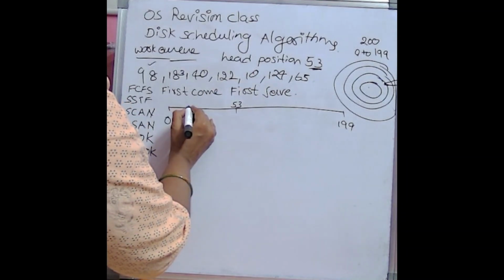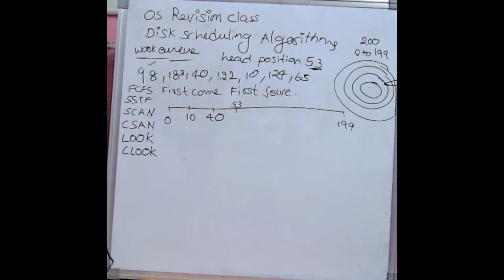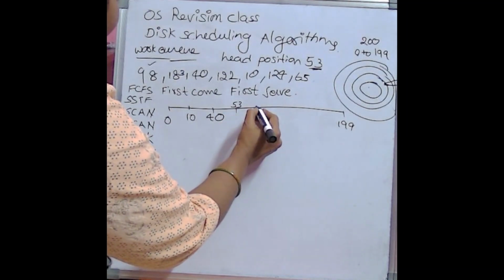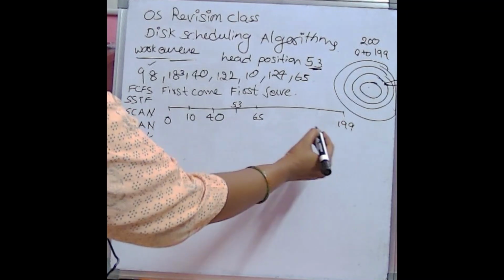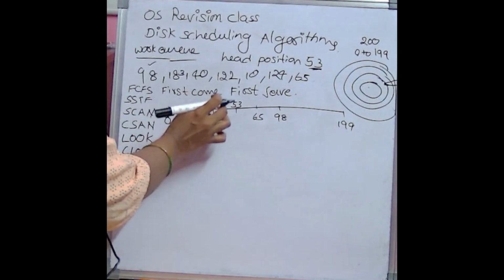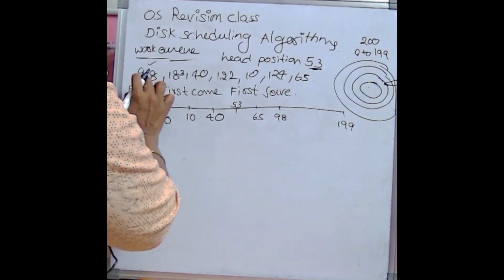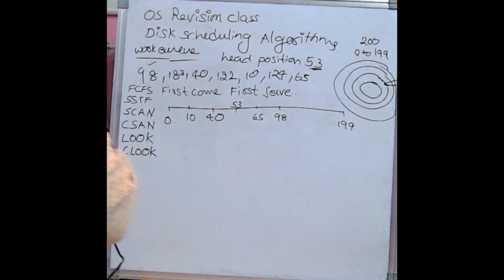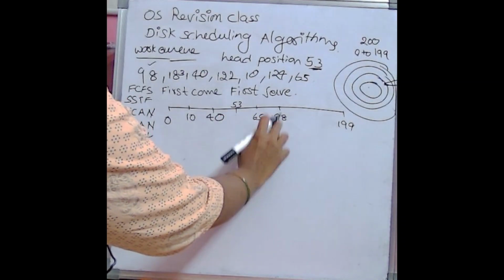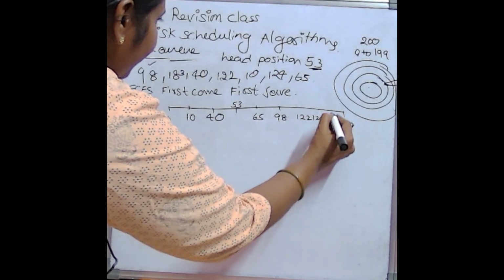After 0, the first cylinder is 10. After that 40. Then 53, our head position. Next comes 65. In sequence, I am writing the cylinder numbers here, not the particular distances. After 65, 98 is there in our work queue. After that 122, 124 and 183.